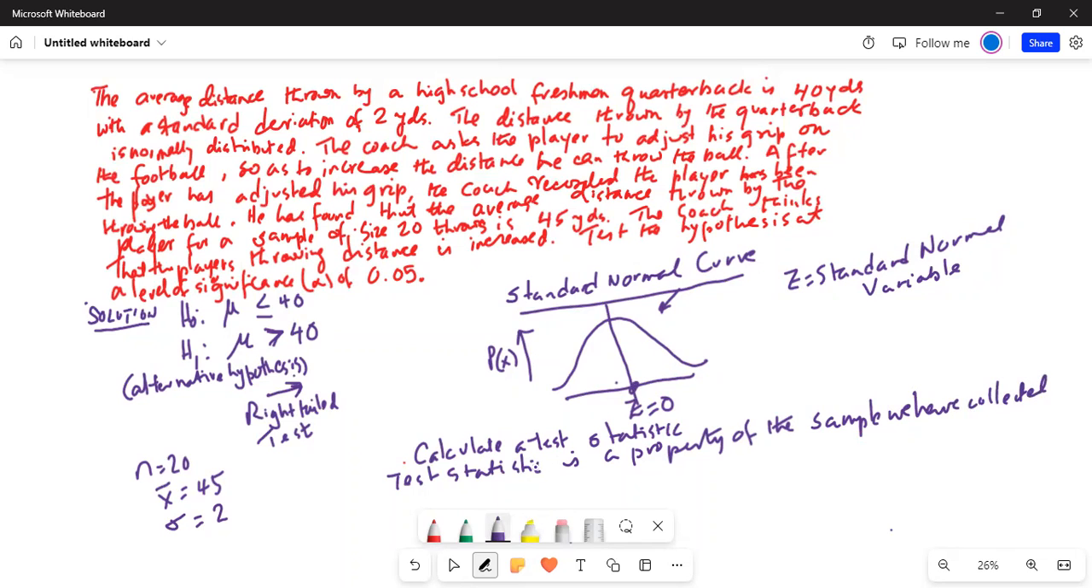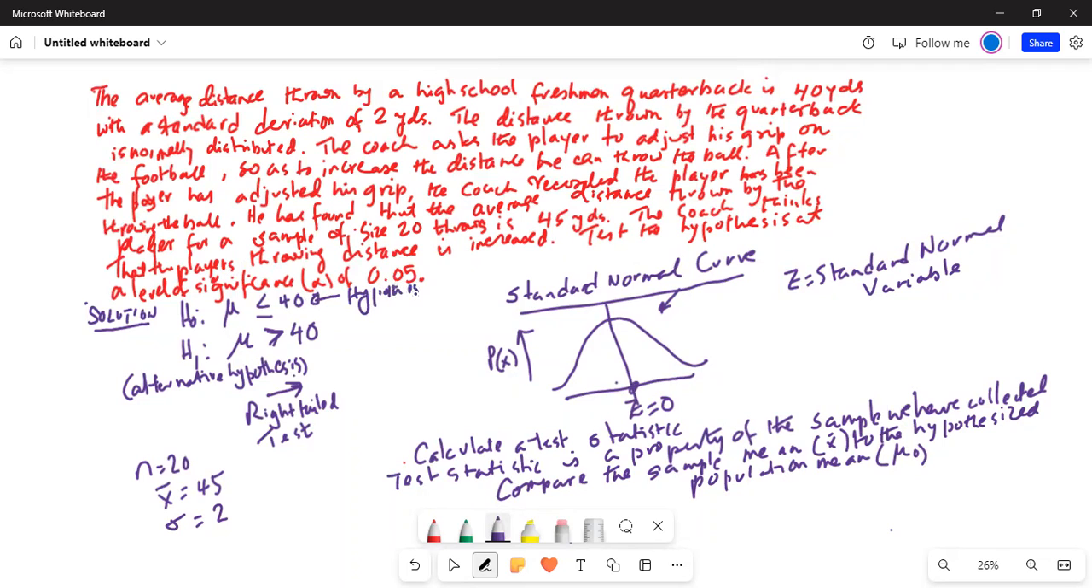Basically, in the test statistic, we compare the sample mean x bar to the hypothesized population mean. Now, what is the hypothesized population mean? It comes from the null hypothesis. This is my hypothesized population mean.